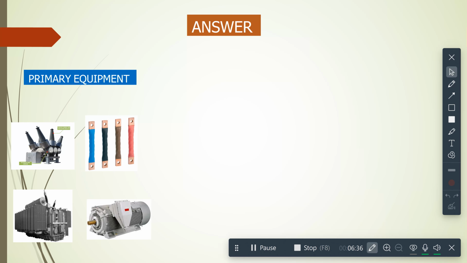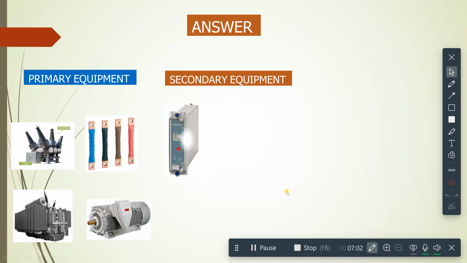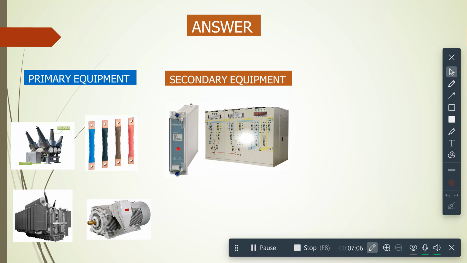Then we have the secondary equipment. Secondary equipment is defined as the systems and equipment that control, monitor, and protect the primary system. So the secondary system is basically the protection of the primary system. And in the secondary equipment we have protection relays, our SCADA system, and then we have the auxiliary system.